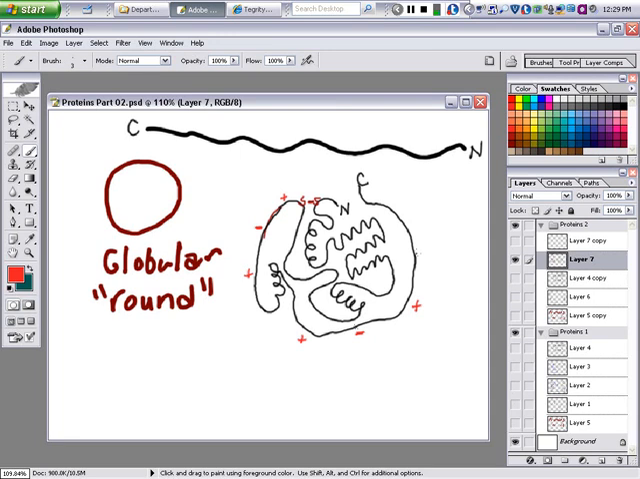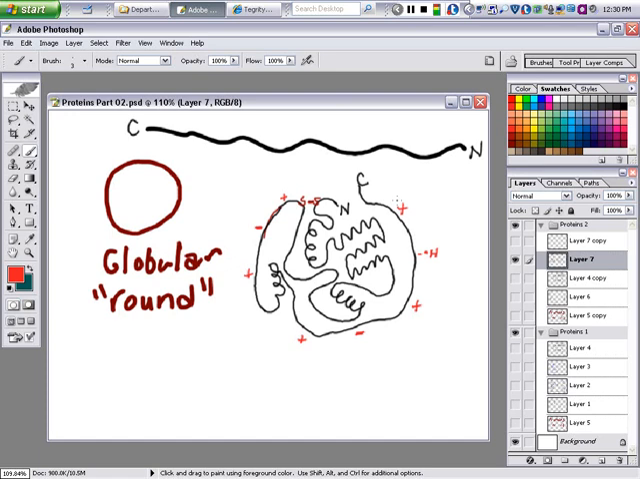Maybe it has, what is this? Which one has an OH on it? Maybe it has a serine here with an OH that makes it polar. And maybe it has here another lysine. So the outside of that protein is going to have polar amino acids, whereas the inside of that protein is going to have nonpolar or hydrophobic amino acids.